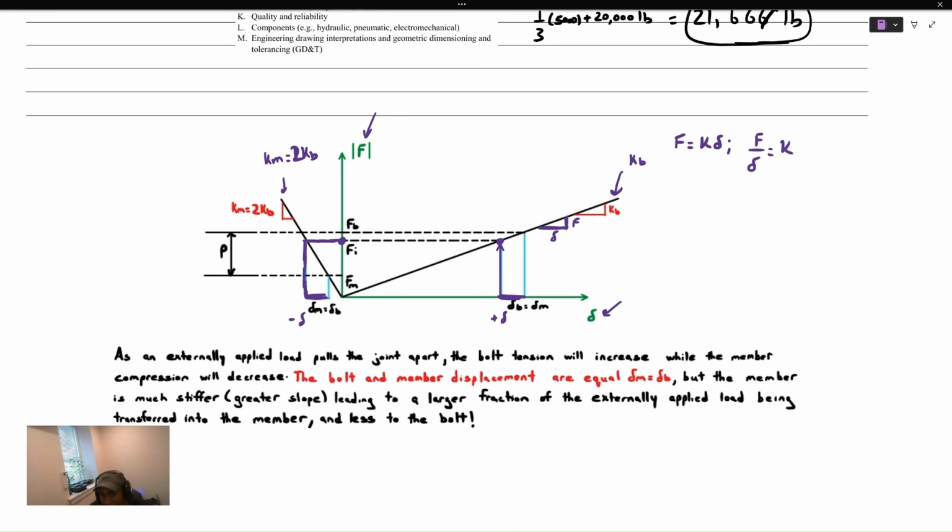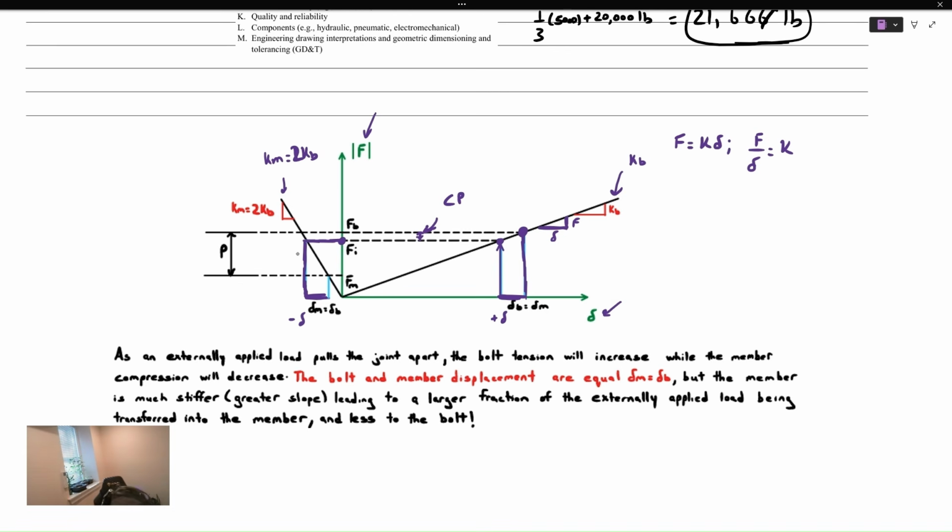And what you see is that in the bolt, if we travel back up our line here, we have a small increase in the bolt force. We went from just having the preload to having a little bit more. And that little bit more over here is just the product of the joint coefficient multiplied by the externally applied load.